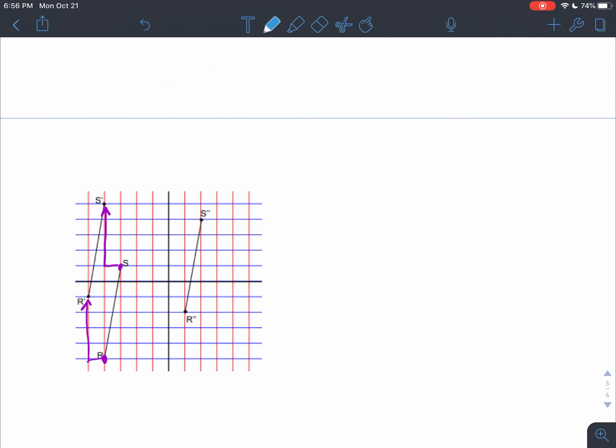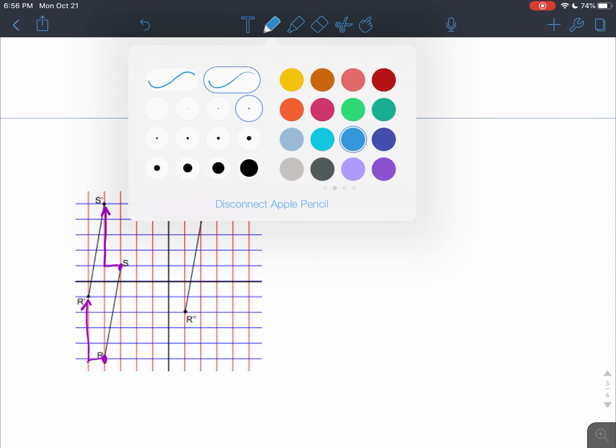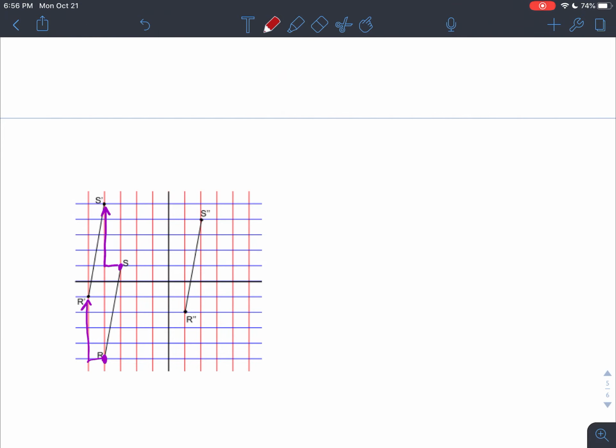So then you take R prime, not R, and you go right 6, down 1, and then from S prime, right 6, down 1. Because if you had done that to the original R, right 6, down 1, you'd have a point right here. That's not the same point at all. Okay? So basically transform each step as you go. Don't jump back to the original.